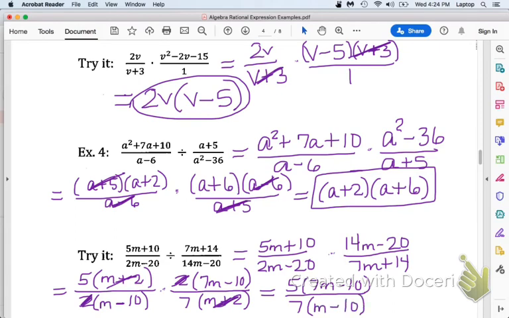Now if you distribute the 7, you get 7m minus 70. So keep in mind, even though you think there might be some similarities there, there are not. And that would be our final answer.